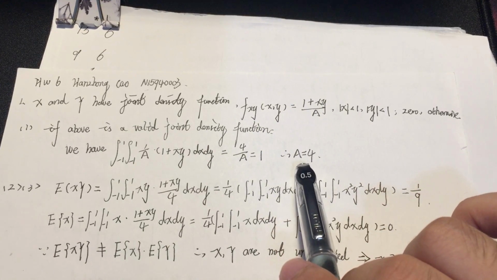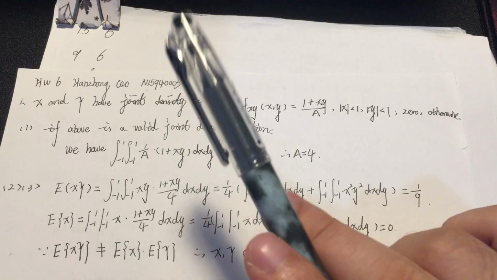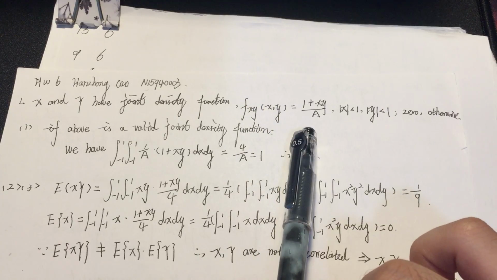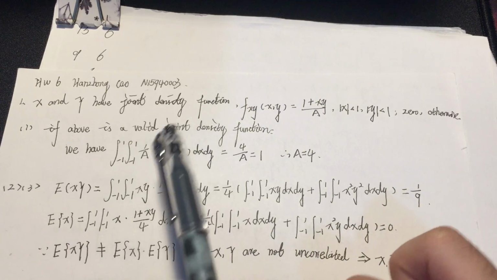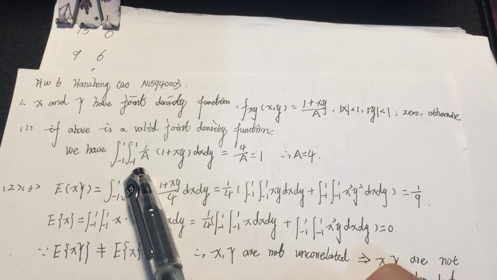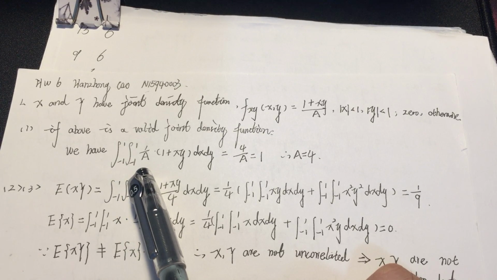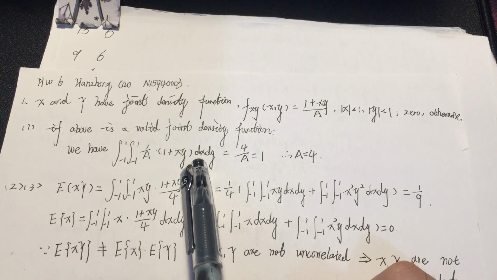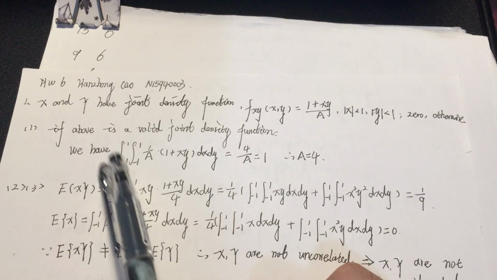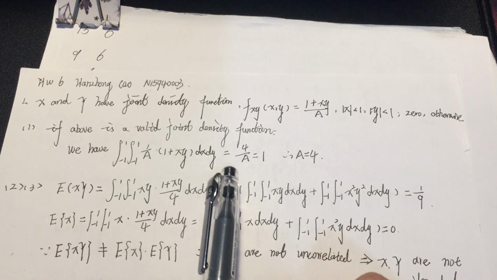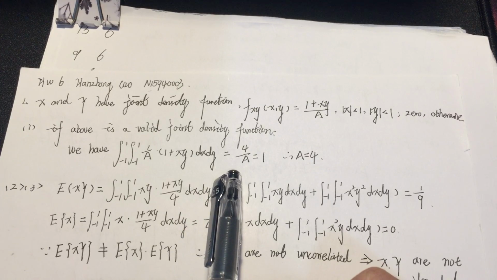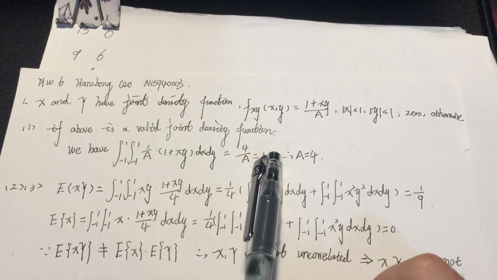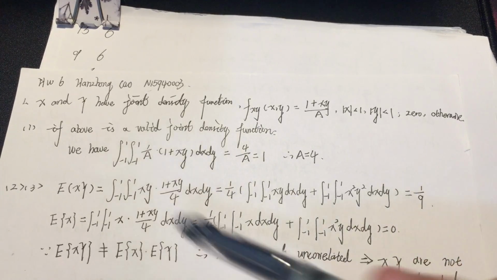It means that if we integrate this density function from minus infinity to infinity, it equals 1. So it can be transformed into the integral of this density function from minus 1 to 1 with respect to x, and the integral from minus 1 to 1 with respect to y. And we can write it as 4 over a equals 1, so that a equals 4.